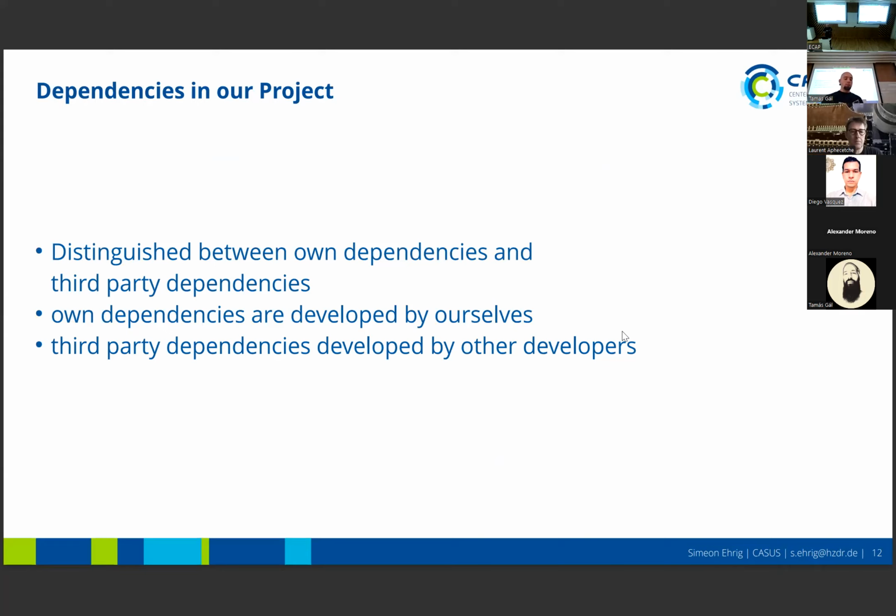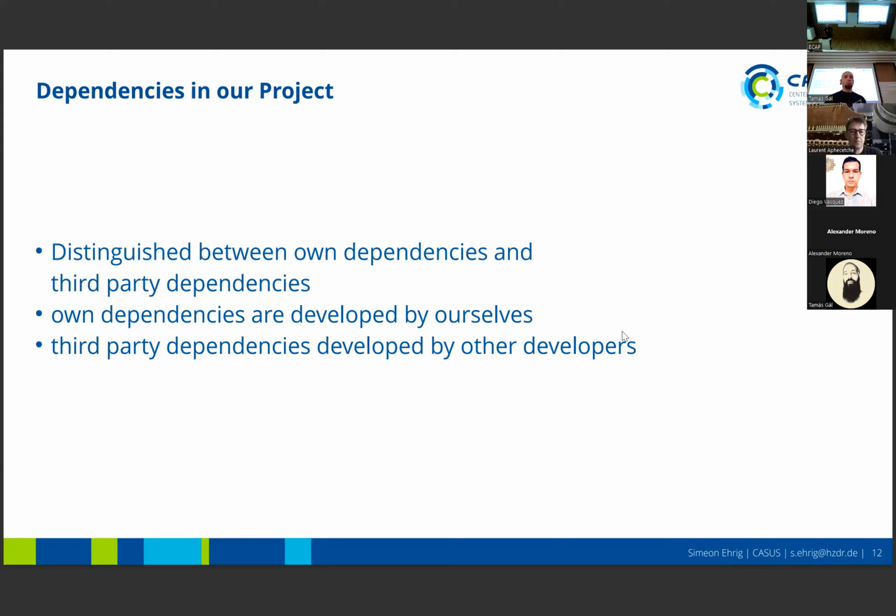If we talk about dependencies, and this becomes a little bit more important when I'm talking about integration tests, we distinguish between two kinds of dependencies. We have our own dependencies and we have third-party dependencies. Own dependencies are dependencies where we are code owners for our ecosystem.